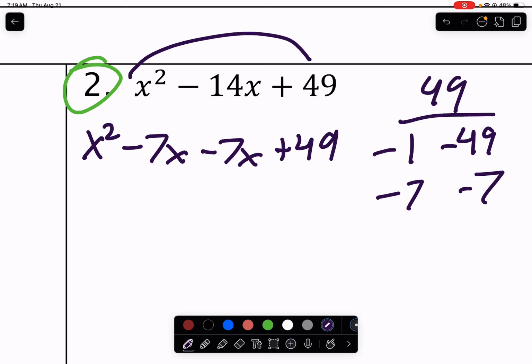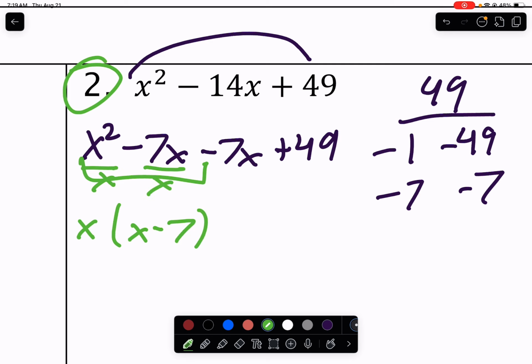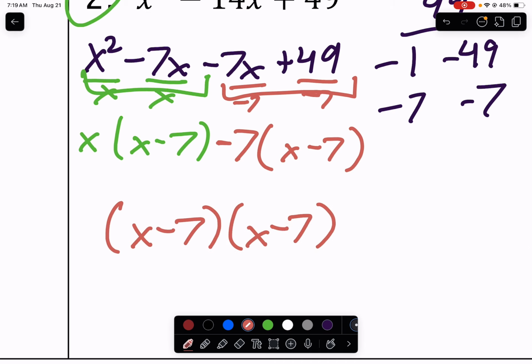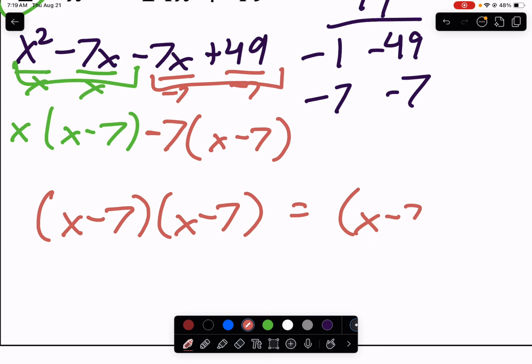plus 49. I can take my x out. I divide each of these by x. I get x minus 7. And then here, since my leading term's negative, I'm going to take a negative out, divide each of these by negative 7, and I get x minus 7. So then my final answer here is x minus 7 times x minus 7, which means I can write it as x minus 7 squared.